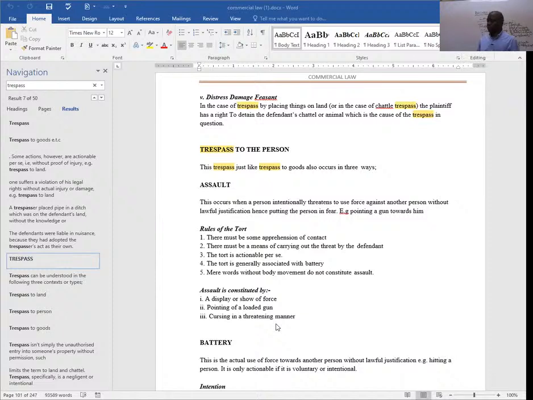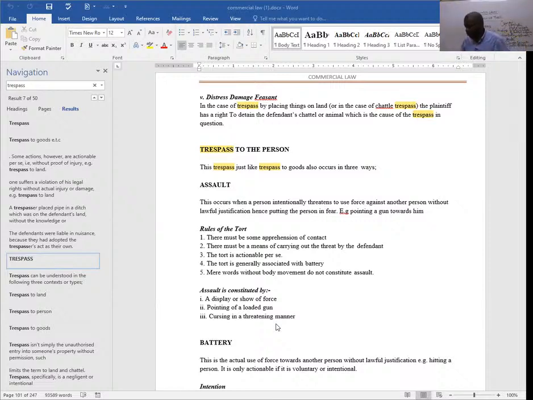What are the rules of this tort? There must be some apprehension of contact. There must be a means of carrying out the threat by the defendant. The tort is actionable per se, so that there is no form of proof of evidence to be provided. The tort is generally associated with battery. It's almost related to battery, but they are a bit different. Mere words without body movements do not constitute assault. It is constituted by a display or show of force, pointing a loaded gun, or for example, cursing in a threatening manner.